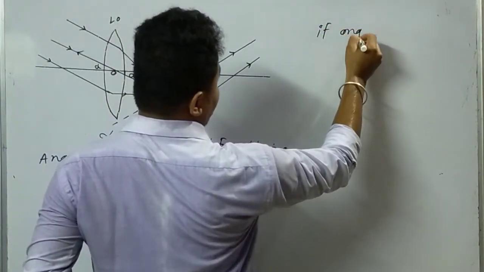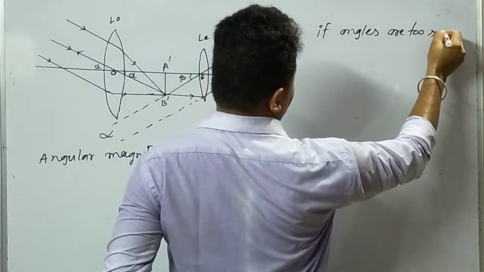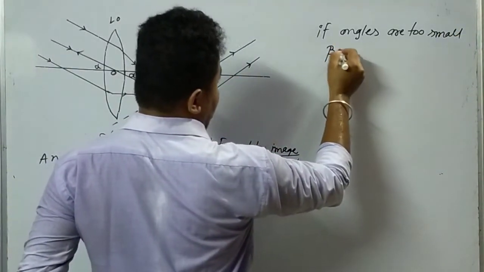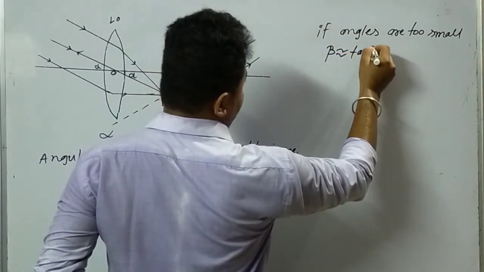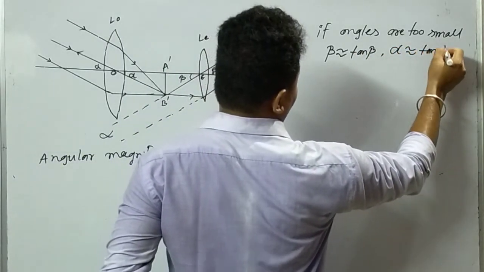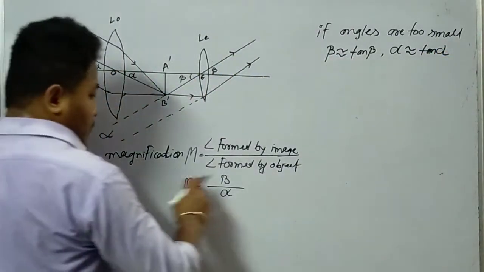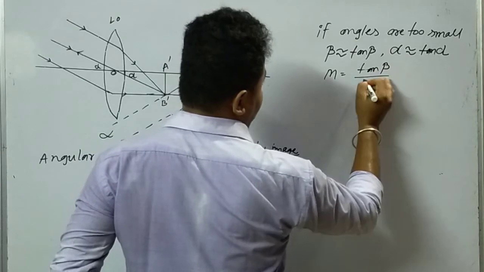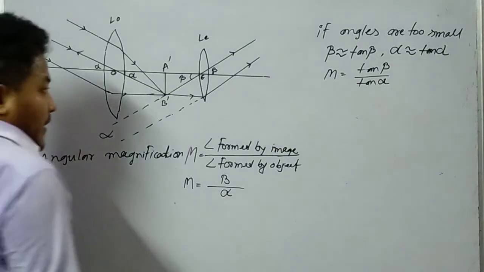If angles are too small, then this beta will become equivalent to tan beta, and alpha will become equivalent to tan alpha. Okay, so like that they will become. So this equation will be M is equal to tan beta by tan alpha. Now you go to find out tan beta, tan alpha. Let us see what comes.